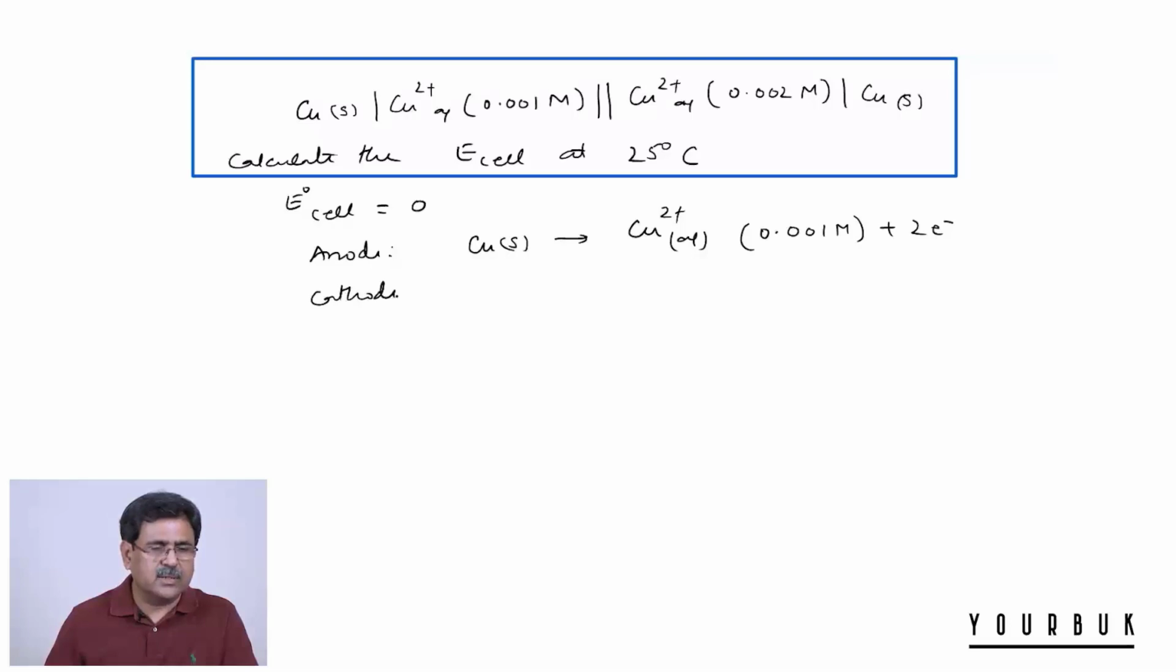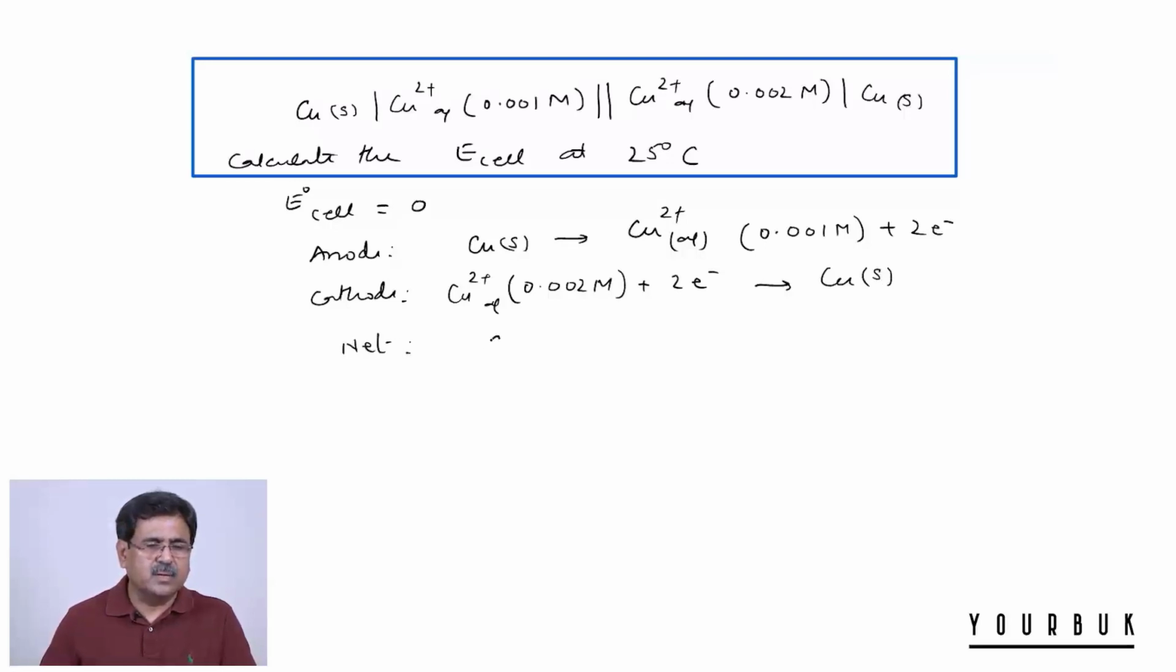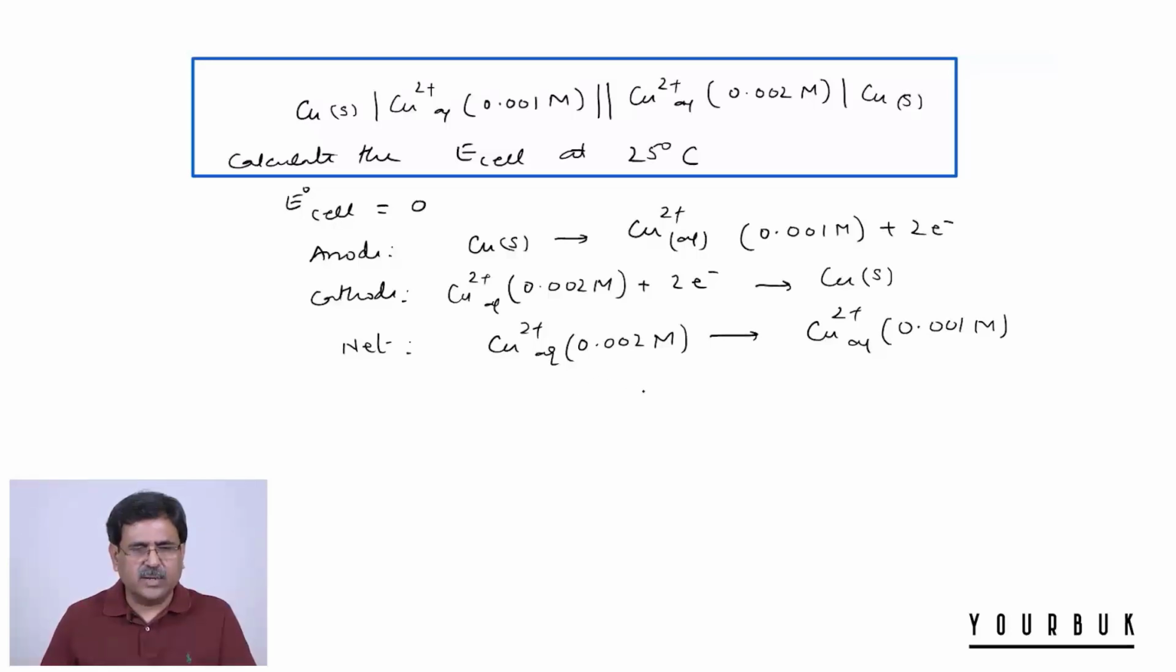And the cathodic half reaction is this: copper 2 plus ion, concentration 0.002 moles per liter, is reduced to form copper solid. And the net reaction is copper 2 plus ion aqueous of concentration 0.002 moles per liter changing to copper 2 plus ion aqueous of concentration 0.001 mole per liter. If you look at the two half reactions, 2 moles of electrons have been transferred, so n is equal to 2.